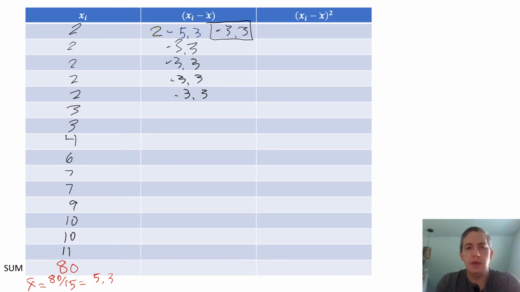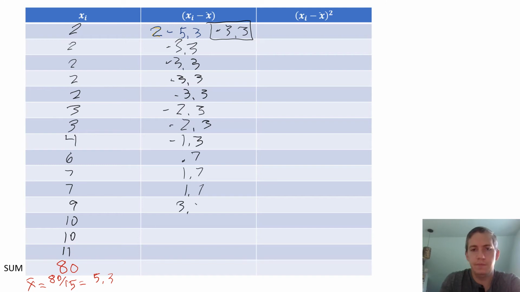And then when I take the 3 minus the 5.3, I get negative 2.3. And then 3 minus 5.3 is negative 2.3 again. 4 minus 5.3 is negative 1.3. 6 minus 5.3 is 0.7, 0.7. And then 7 minus 5.3 is 1.7. 9 minus 5.3 is 3.7. 10 minus 5.3 is 4.7. And 11 minus 5.3 is 5.7.